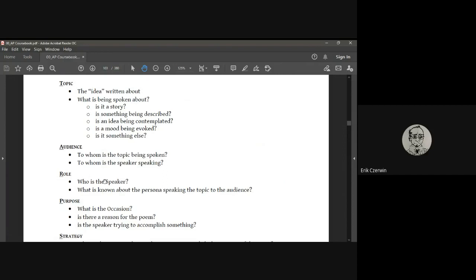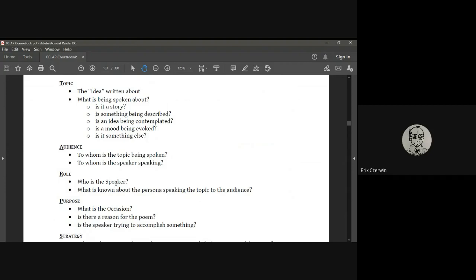The role is the speaker. And the reason I call it role instead of speaker is because I want you to think about who the speaker is in relation to their audience. So do we have a lover speaking to another lover? Do we have a sibling speaking to another sibling? Do we have a child speaking to a parent? Do we have an adult speaking to an earlier version of themselves? All of these are different possibilities. So it's not just identifying who the speaker is, it's identifying what their relationship is to their audience.